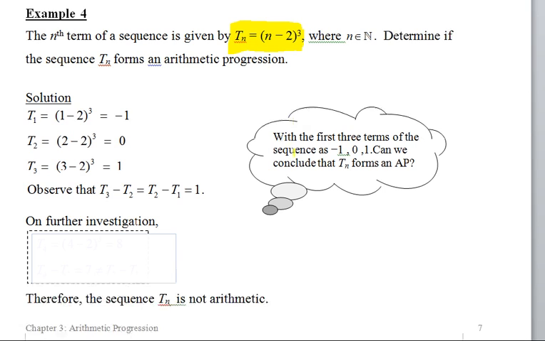You check. What is T4? T4 is 8. Right? Then, T4 minus T3 is 7. Then you realize that, you see, minus 1, 0, 1, and 8. So therefore, Tn does not follow an arithmetic progression. So don't stop here. Don't just be very comfortable with stopping at T1, 2, 3, and you're done.